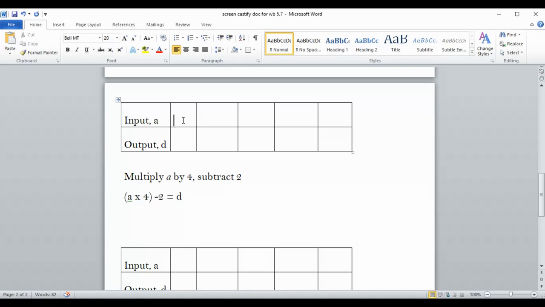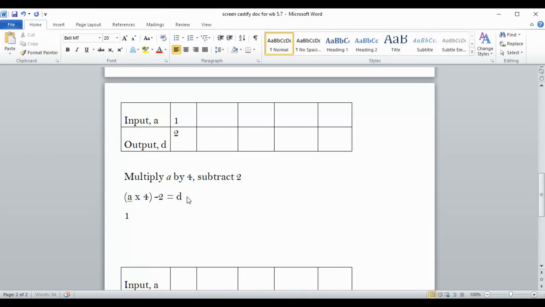So you know me, I always like to start easy. So I'm going to put a 1 in there. And then I'm going to go down here and do my little problem. 1 times 4 is 4. Minus 2 would give me 2. And I'm going to show you, because in class I would make you do it this way.